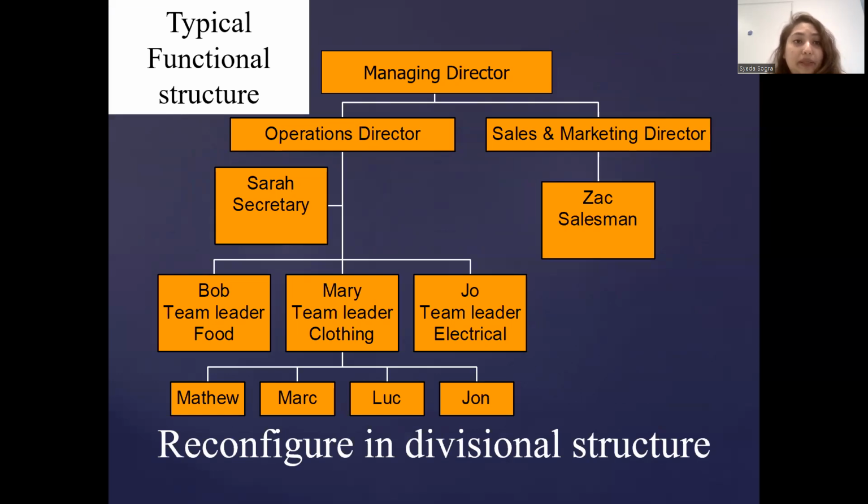If we have a look at the typical functional structure of the organization, on top we have the managing director, under whom we have the operations director and the sales and marketing director. Under sales and marketing, usually we have the salesman, whereas under the operations director, we have the secretary. Following that, we have different team leaders. If you look at the screen, we have team leaders for food, clothing, and electronics. Under the team leader of clothing, we have several employees working under them. This is also known as the divisional structure of reconfiguration.